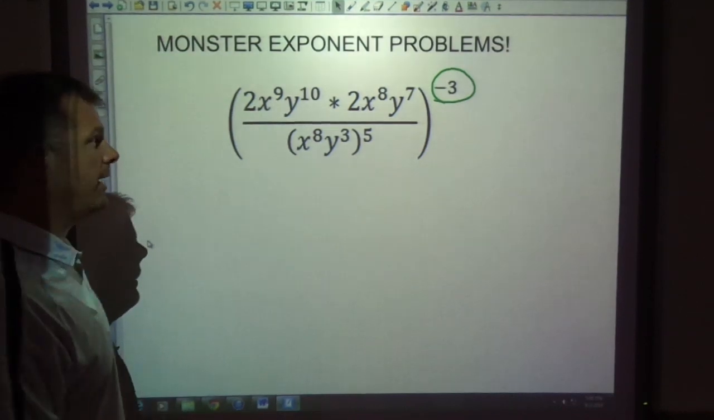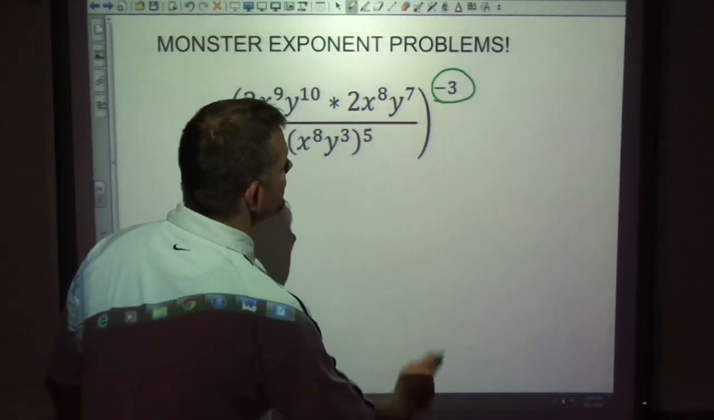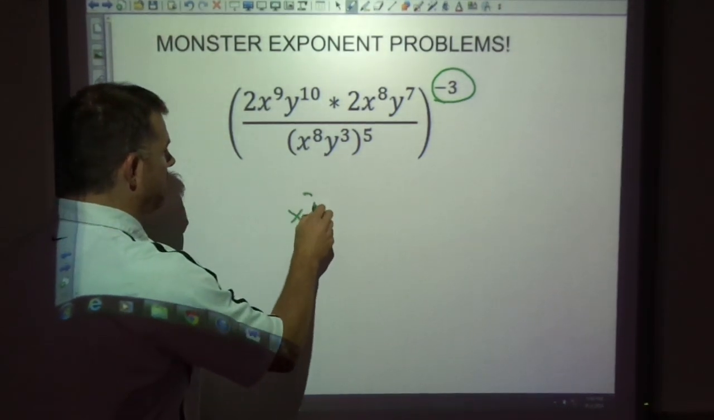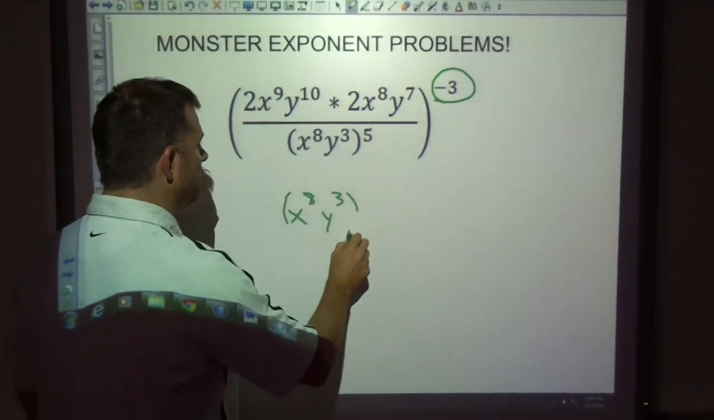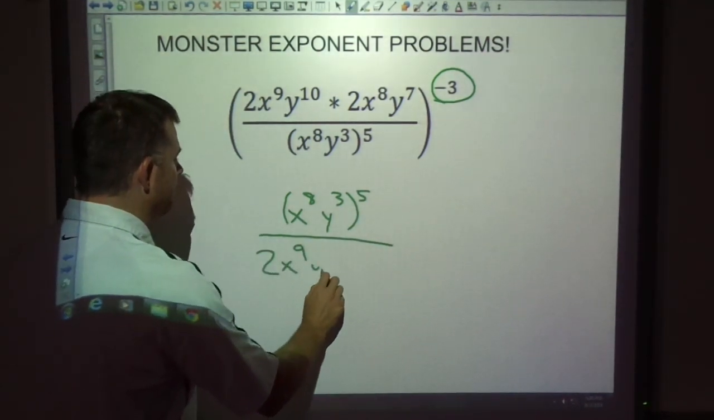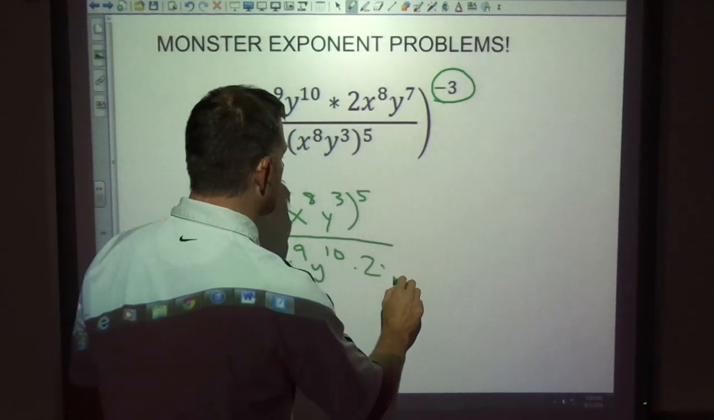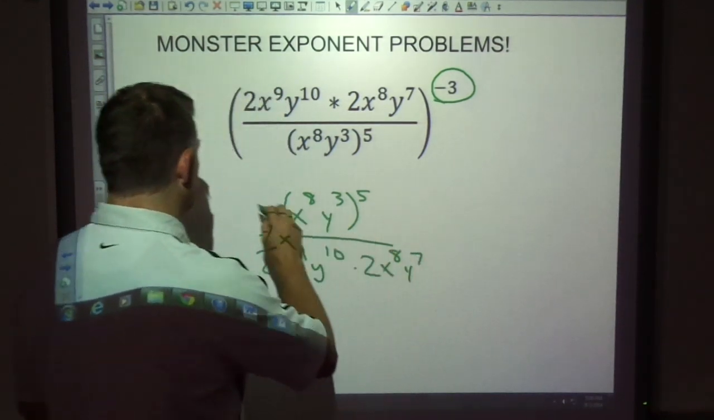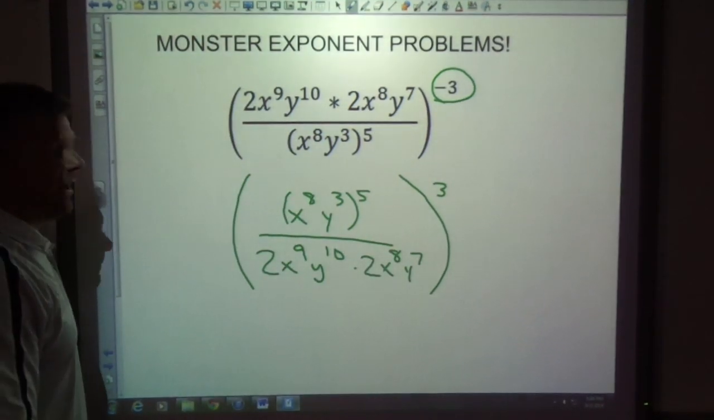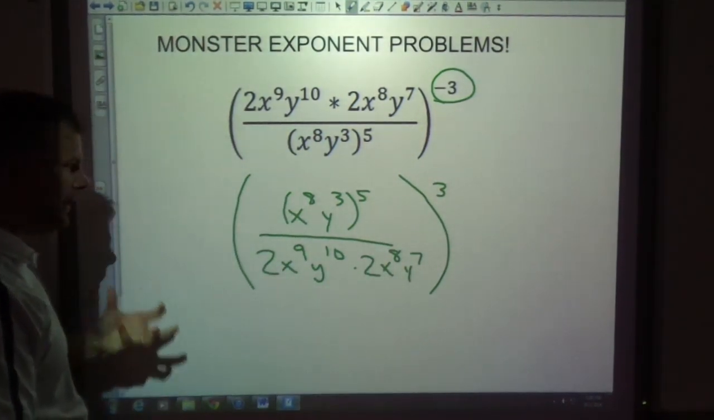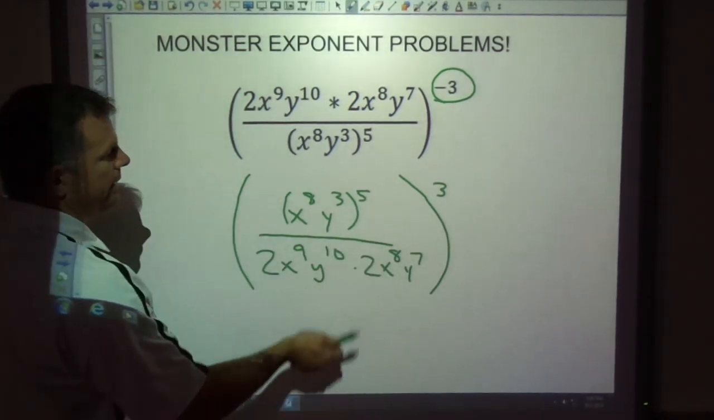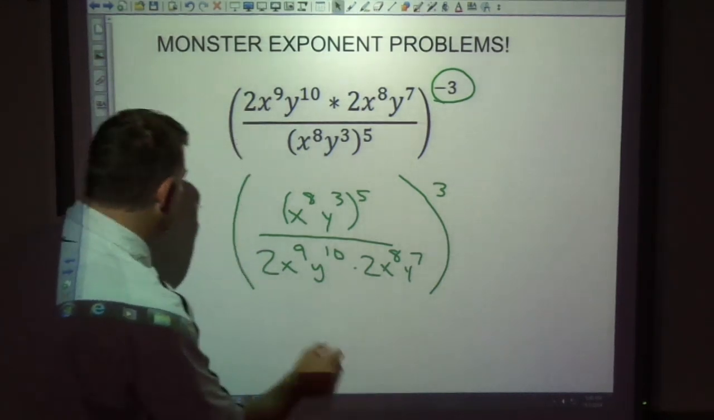So the very first thing that I would do is get rid of this negative exponent. I would flip-flop the top and the bottom and go x to the 8th, y to the 3rd, all to the 5th. Keeping that the same, keeping this the same. But now it's to the positive 3. And I've been teaching you along the way to do power to power first. So I think this is something we could actually do. We could do power to power here, and we could do power to power here.